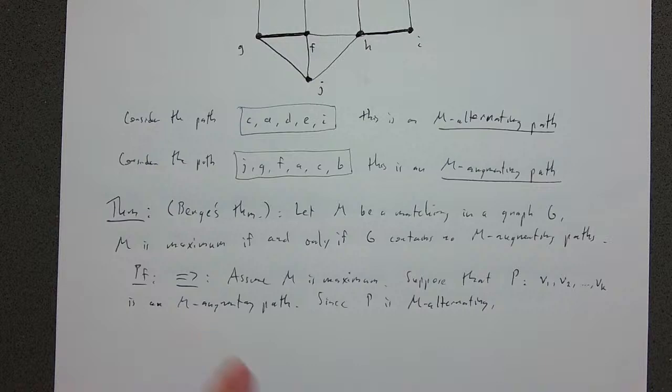Since it's M augmenting, the endpoints must not be in M, right? They must not belong to an edge in M. They must not be an endpoint of an edge that belongs to M. So V1 and Vk we know are M unsaturated because this is an M augmenting path. Since the path also has to be alternating, k has to be even.